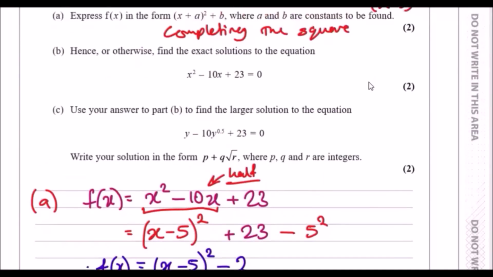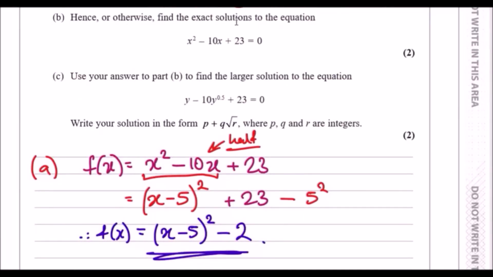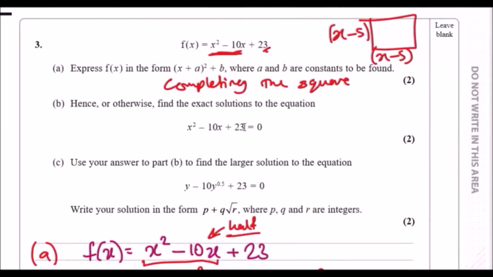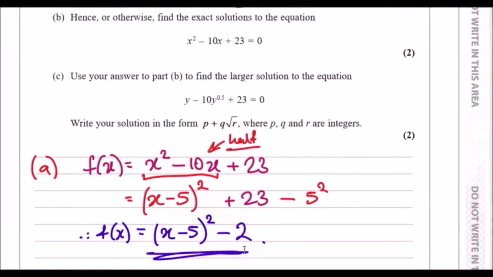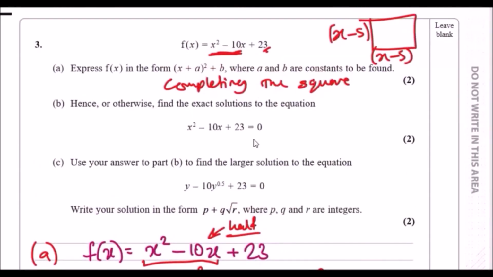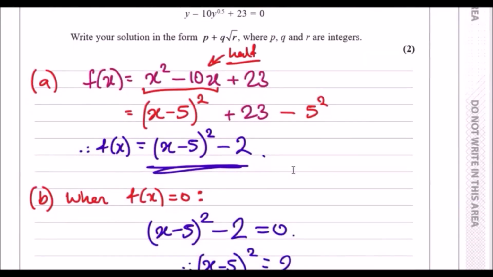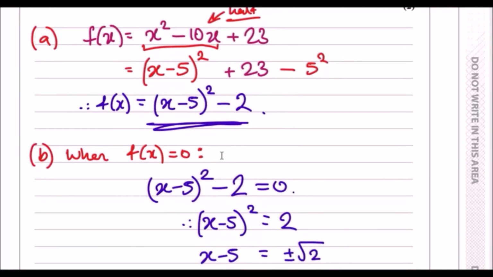Now, let's look at part B. Hence or otherwise, find the exact solution to what we just did. So we're going to use firstly the completing the square format. And notice that all that's happened is that the function f(x) is now equal to 0. So let's whip it out. Let f(x) equal 0, so set this equation to 0 and solve.